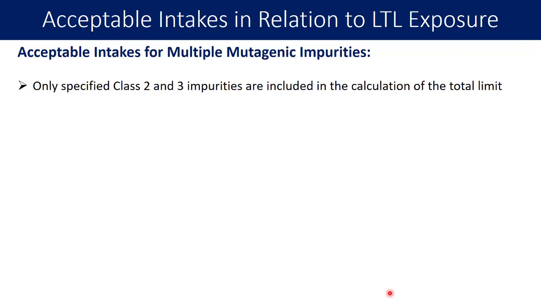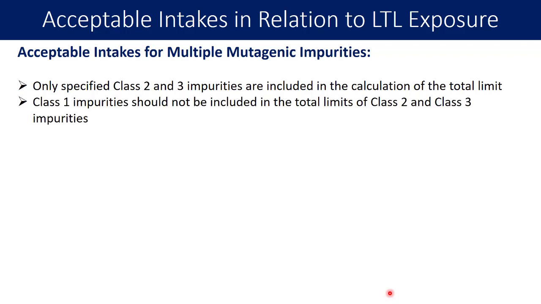Finally, only specified class 2 and class 3 impurities are included in the calculation of the total limit. So please don't get confused in case you have other impurities present in a drug product. Is the limit including those impurities also? No, that is excluding. So only in the case of mutagenic impurities is this total impurity limit applicable. Even the class 1 impurities should not be included in the total limit of class 2 and class 3 impurities. So whatever total limits we talked about in the presentation include only class 2 and class 3 impurities. The class 1 impurities are excluded from this total impurity limit.